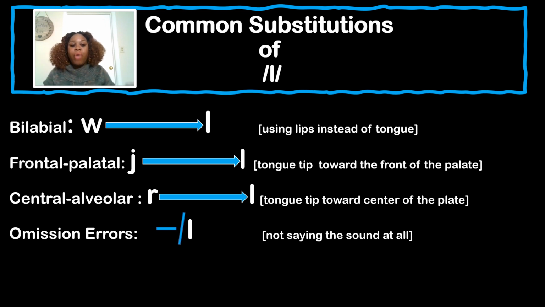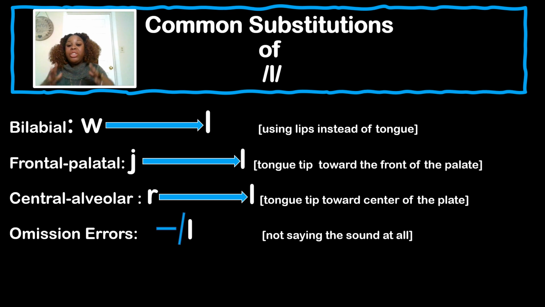Or they may do a frontal palatal sound like Y for L. You'll hear kids say, oh, turn on the yamp instead of the lamp. The tongue tip is toward the front of the palate rather than behind the alveolar ridge, so you get yamp instead of lamp. Or they'll do the central alveolar sound by doing an R for L, where the tongue tip is up and curled towards the center of the palate.